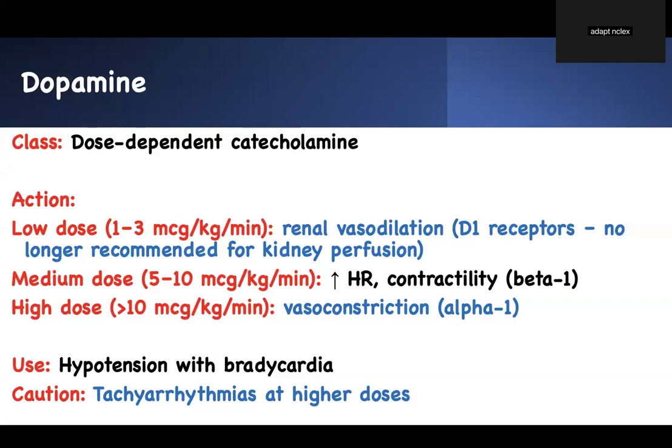What is it used for? Hypotension and bradycardia, because it's going to increase your heart rate and improve blood pressure. Because it can increase your heart rate, watch for tachyarrhythmia at higher doses.